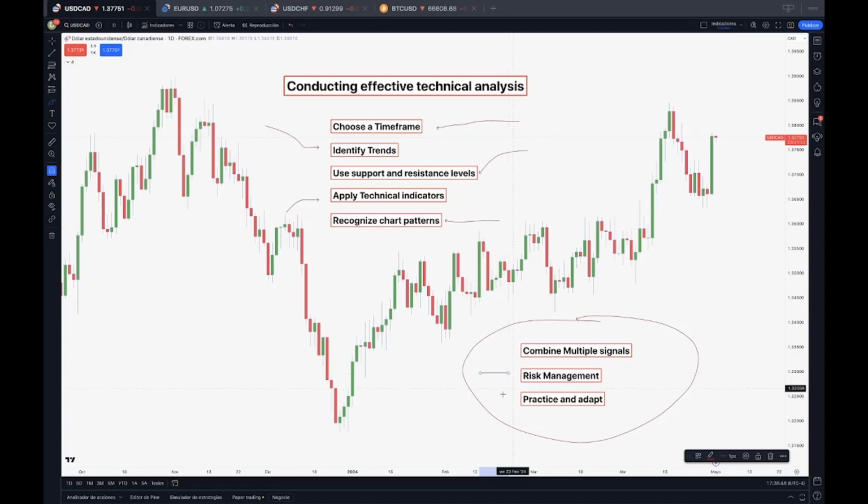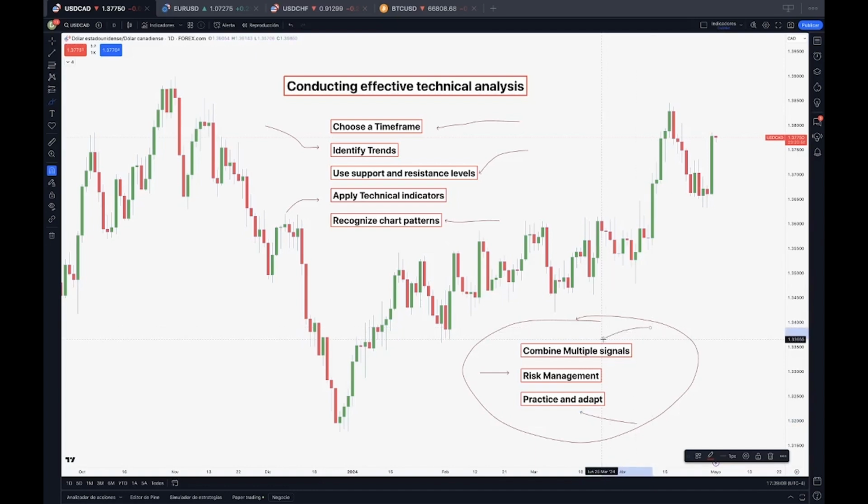Of course, practice and adapt as much as you can continuously. Refine your technical analysis skills through practice and by keeping abreast of market developments. And also, you can combine multiple signals. This is talking specifically about your own strategy.